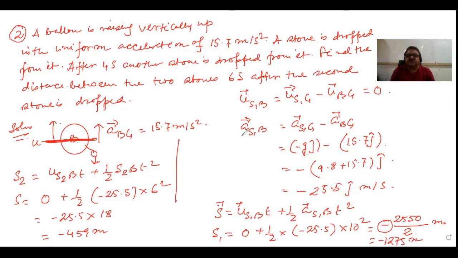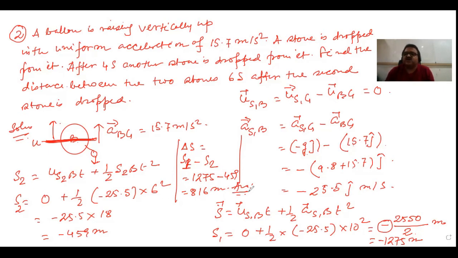So what is the separation? Delta S is equal to S1 minus S2. That is 1275 minus 459, and it is coming 816 meter. That is the answer. Okay, so this is the method. This is the only trick we are using here, correct? You can solve many difficult problems like this.